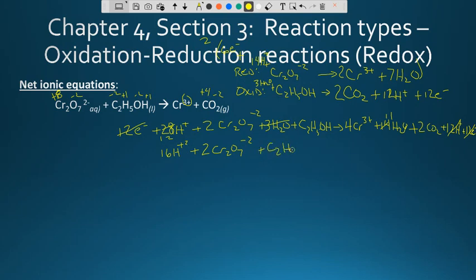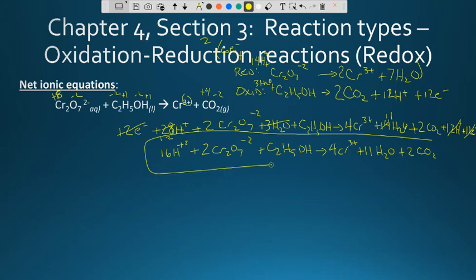So I can say that I'm done on the reactant side of things after I've got my C2H5OH taken care of. I have 4 chromium ions and 11 waters and 2 carbon dioxides. We can leave these in the ion form because it is asking for a net ionic equation. Guess what, guys? We are done. Congratulations, done with redox reactions in section 3. That should bring you through everything else.